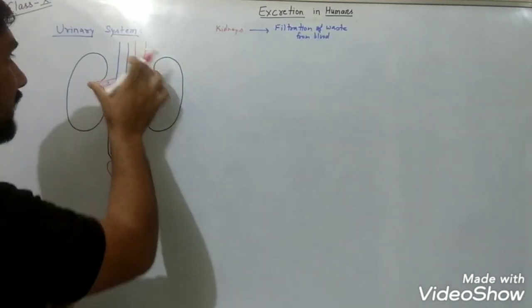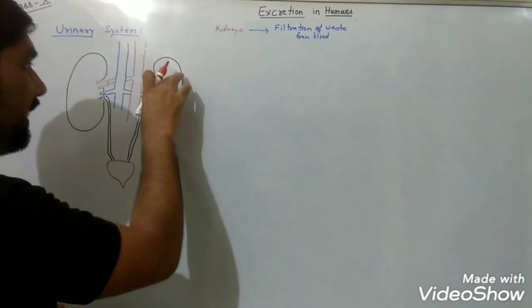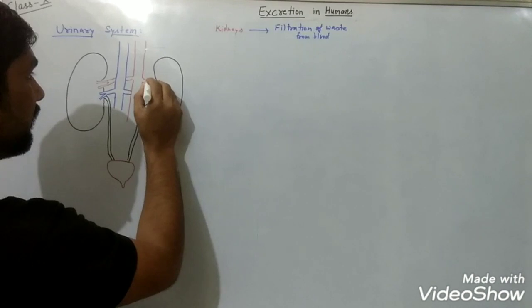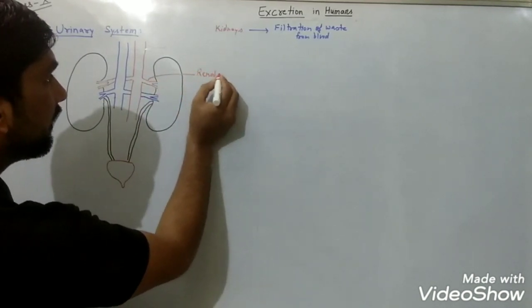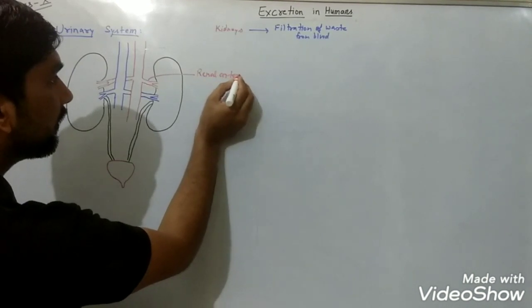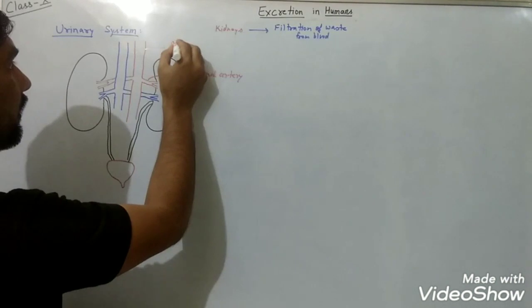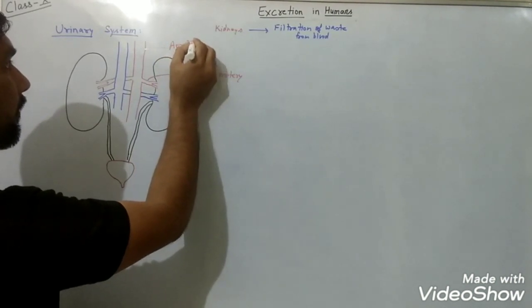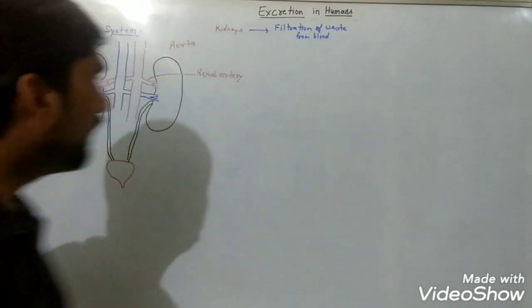So this artery, since it is going to provide the blood into the kidneys, is known as renal artery, and this is the main blood vessel that is running in the abdominal region, that is the aorta.